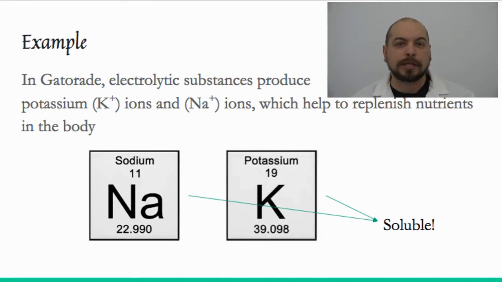But the saline solution needs to have ions. It can't precipitate out. So again, we use these always soluble ions in order to make sure that we are replacing the lost fluids with fluids that can be readily absorbed and won't harm your patient.